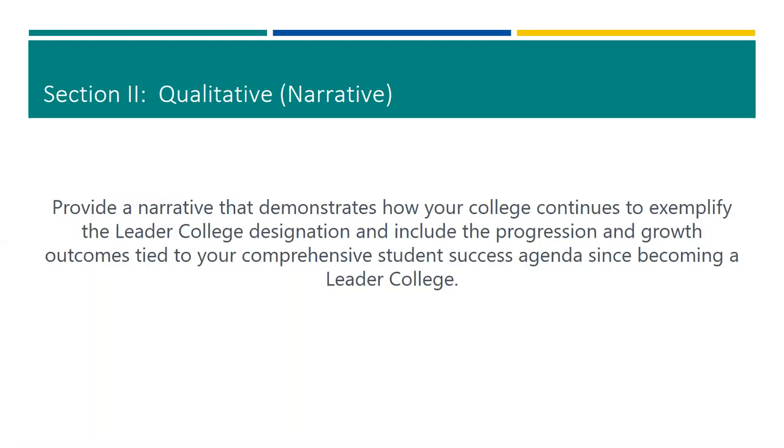Successful colleges seeking Leader College of Distinction status must demonstrate how they will continue to exemplify the Leader College designation. In addition to the data metrics, colleges must provide a narrative on the progression and growth outcomes tied to their comprehensive student success agenda since becoming a Leader College. Institutions must tell a cohesive, engaging story of what new, ongoing, or improved goals and strategies were used to drive student success.